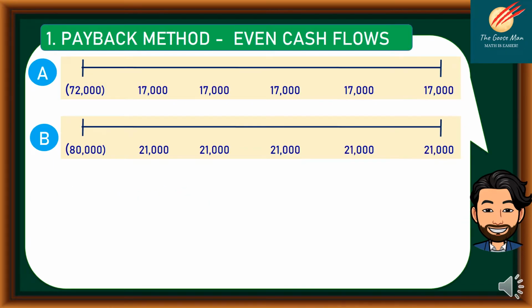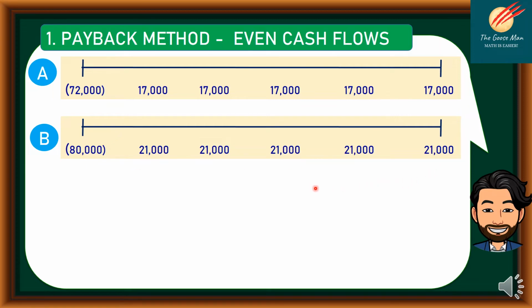Okay, for our example, let's look into Project A. Project A has initial capital of 72,000 pesos, while Project B has initial capital of 80,000 pesos. So this is your cash outflow. On the other hand, Project A has 17,000 pesos cash inflow for 5 years, so 1, 2, 3, 4, and 5. Project B has initial capital of 80,000 pesos, which is your cash outflow, and your cash inflow is 21,000 for 5 years.